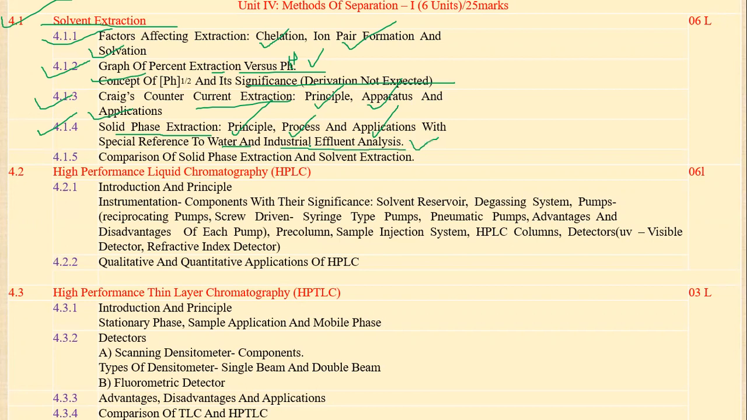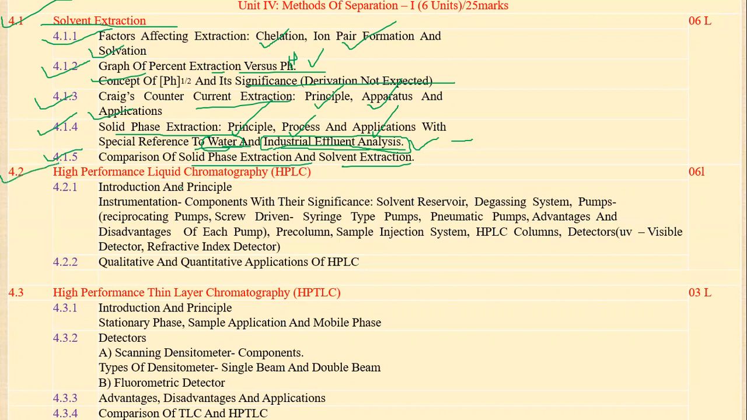Basically we are going to study this technique and how it is utilized over here: for the purification or treatment of water, and for industrial effluent analysis. Then after that, a comparison of solid phase extraction and solvent extraction. These two techniques we are going to compare with each other.